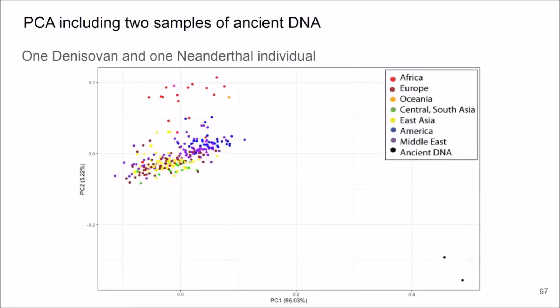So if we include a Denisovan and a Neanderthal ancient DNA sample into this principal component analysis of females, we can see that their abundance of TEs is very different on average from all the modern humans, which is not unexpected, I think, but I think that this could be quite a cool analysis if we can account for all the different biases that ancient DNA can potentially induce.